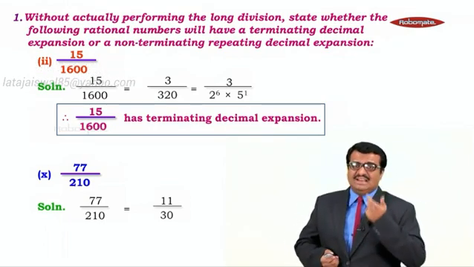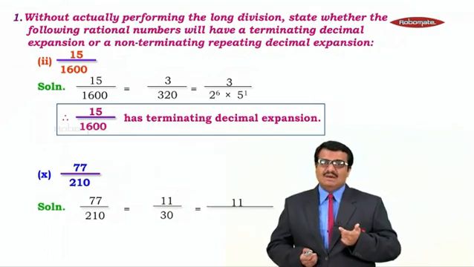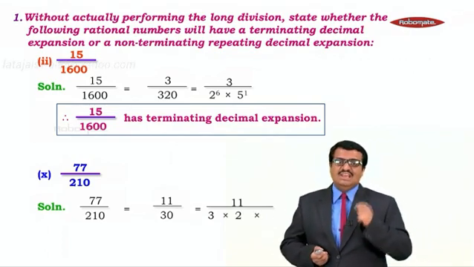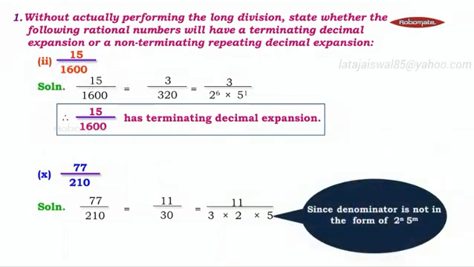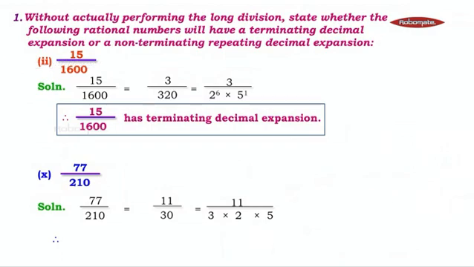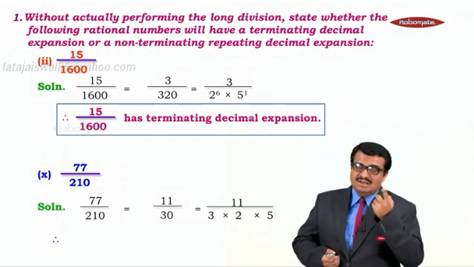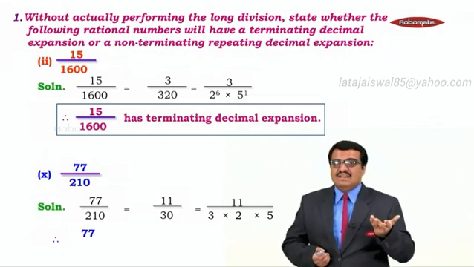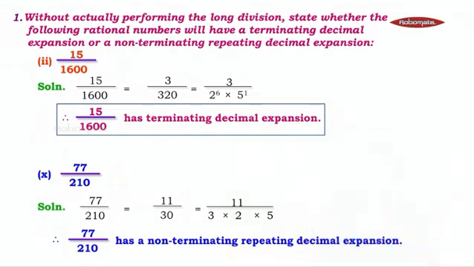We will check the denominator, factorize the denominator, factorize 30. So if you factorize 30, 3 10s are 30, we know, but 10 can be written as 2 into 5. So 3 into 2 into 5. Okay. Now, since the denominator is not in the form of 2 raised to n into 5 raised to m, because there is a 3 also, what we can say, it does not have terminating decimal expansion, but a rational number will have either terminating or repeating decimal expansion. So this doesn't have terminating decimal expansion. So what is the decimal expansion? A repeating decimal expansion. So what we can say, 77 upon 210 has non-terminating, that is repeating decimal expansion.